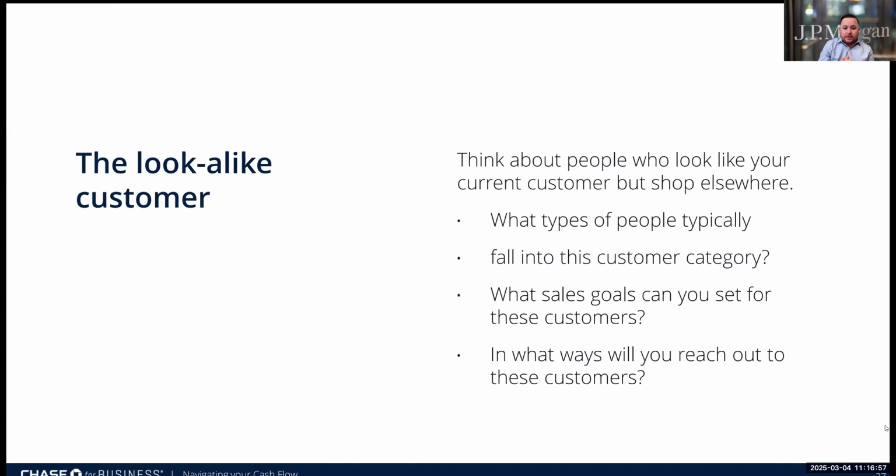And then the other one is the lookalike customer. This is the best one. This is the one that has the biggest opportunity right now, and in the fastest time frame. Think about who are current customers but shop somewhere else, right? So if you have people walking into Burger King, you're like, great, how can I make them come into McDonald's? What are they offering over there that we're not offering? Or how can I incentivize them?